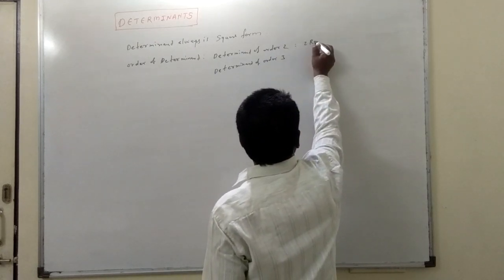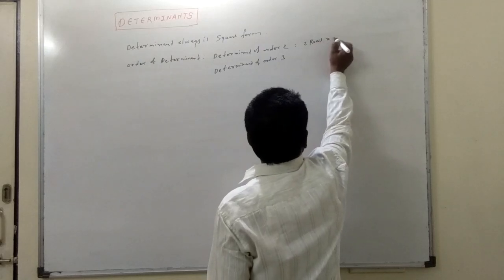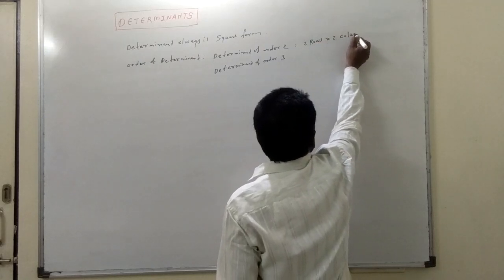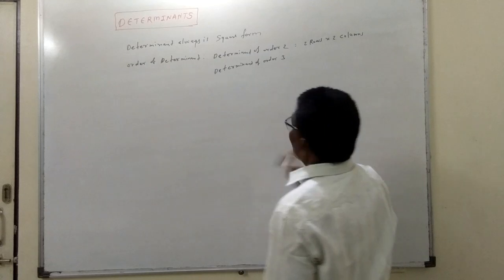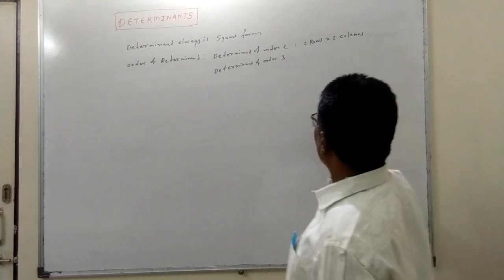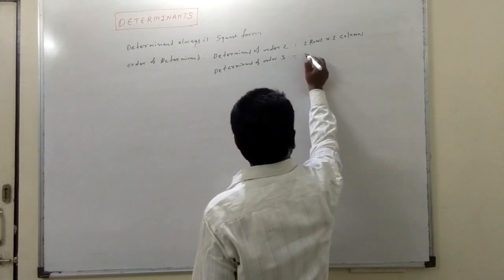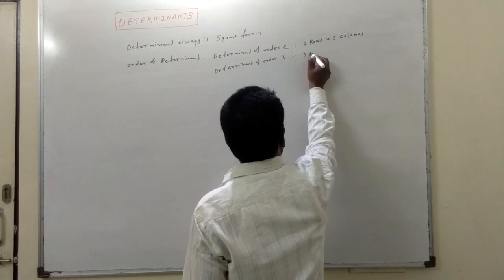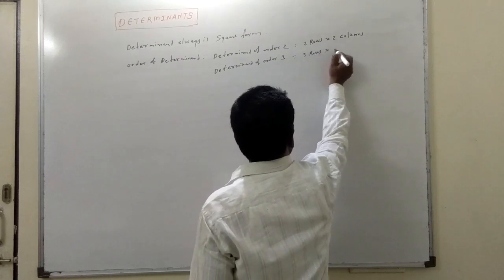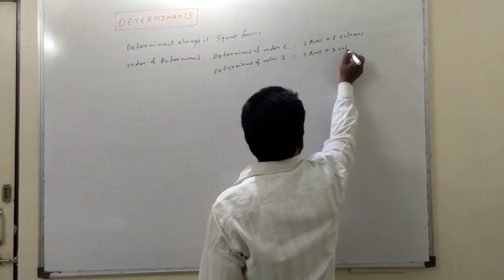Two rows into two columns. So in that determinant there are only two rows and two columns. Determinant of order 3 means what? Three rows into three columns.